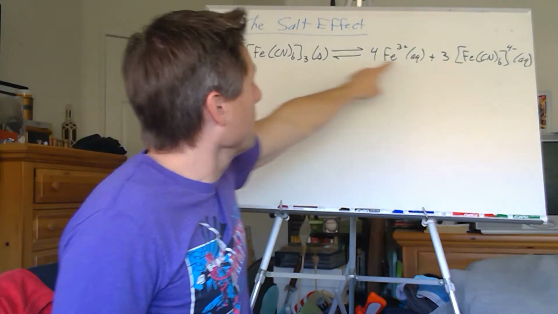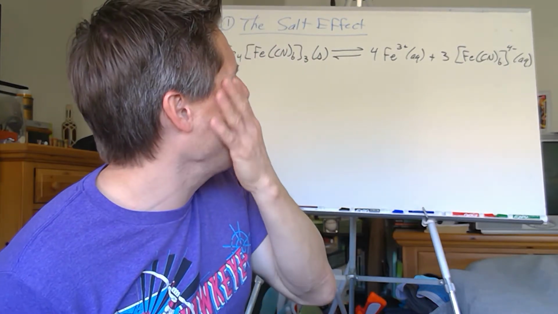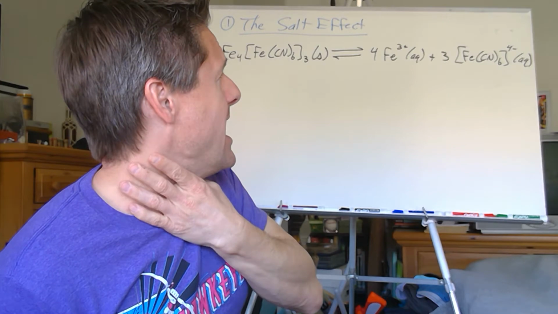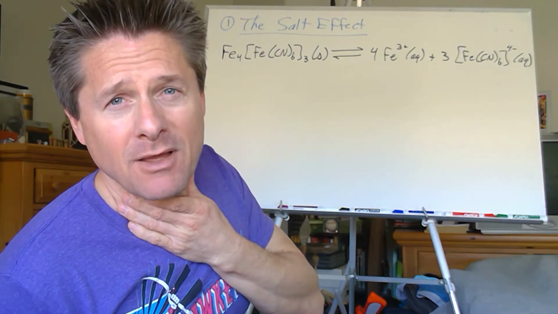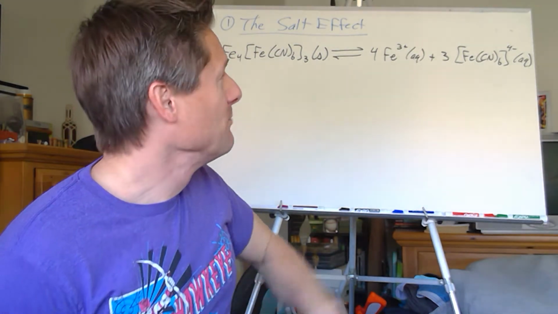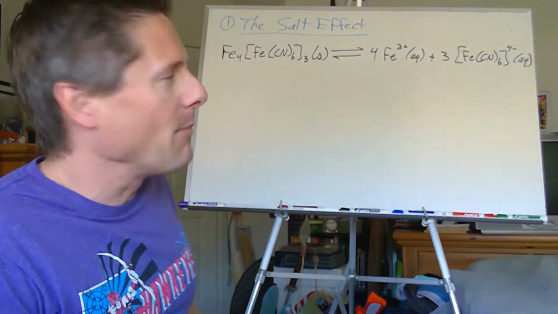And then we're going to get 3 of these complex ions. So that would be like a hexacyanoferrate 2 ion. Check me on that one. I need somebody to check me on that. But they just call it ferrocyanide because it's a nice little nickname for it. It's pretty common.